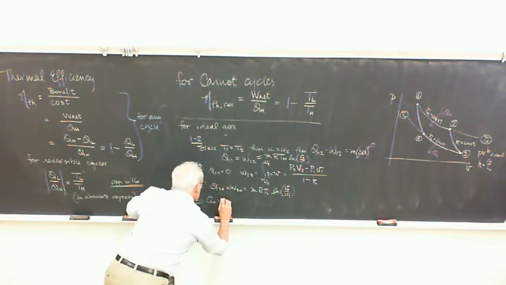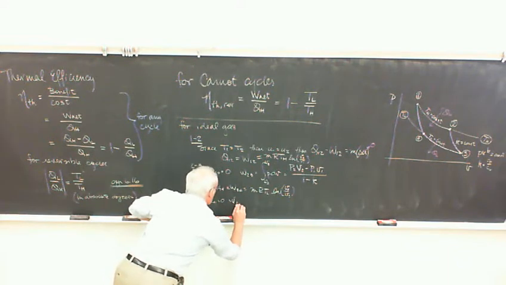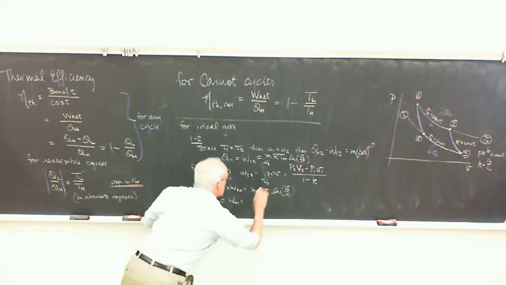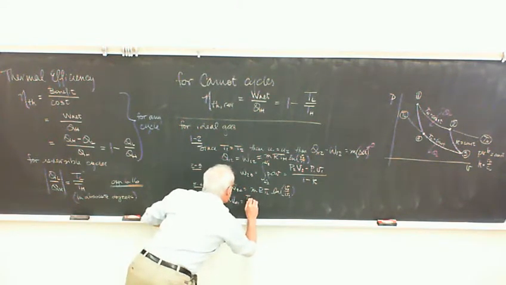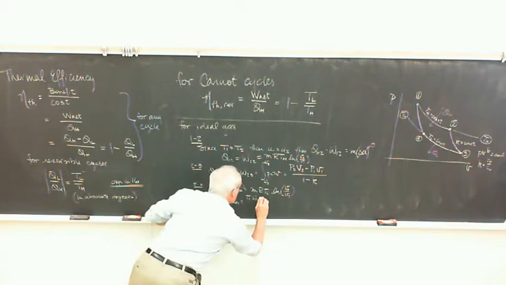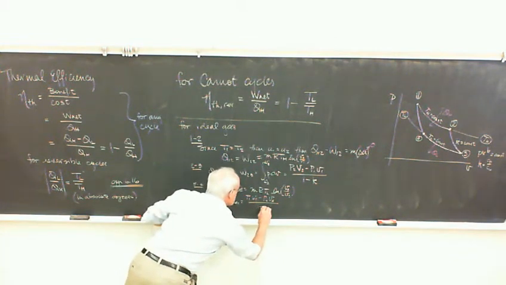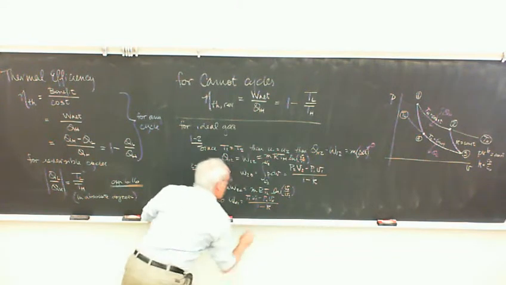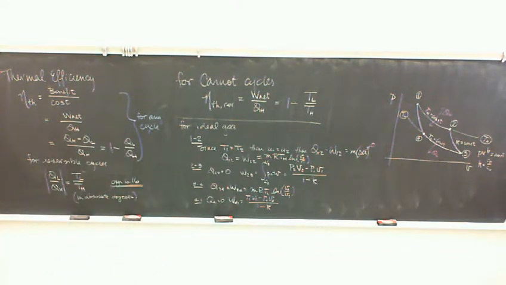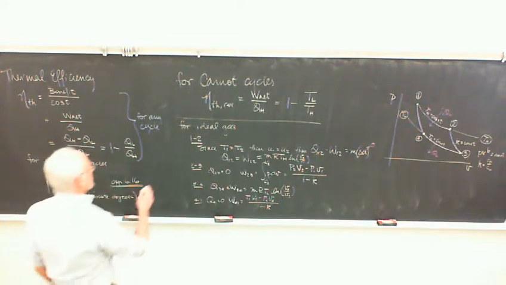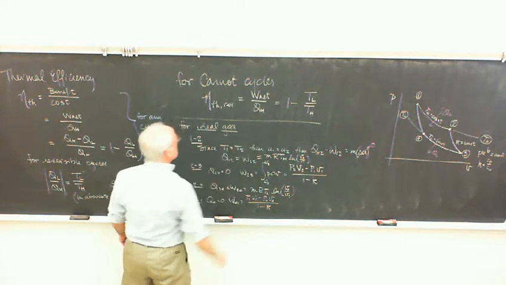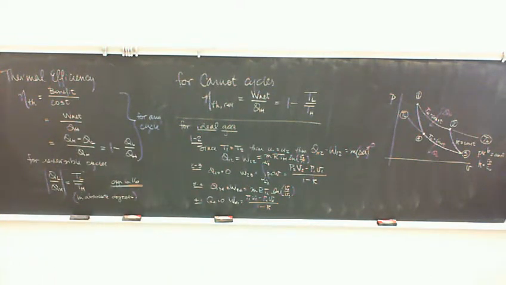Q4 to 1 is 0. Work 4 to 1 is P1 V1 minus P4 V4 over 1 minus K. And so we can figure that out for an ideal gas Carnot cycle. Don't try to do that with a vapor cycle.